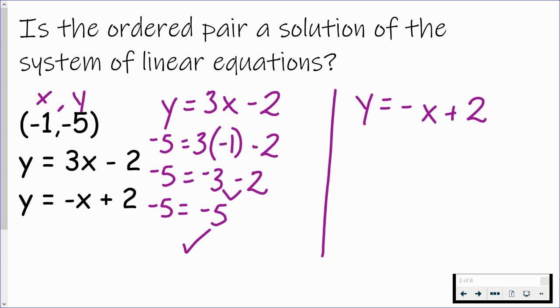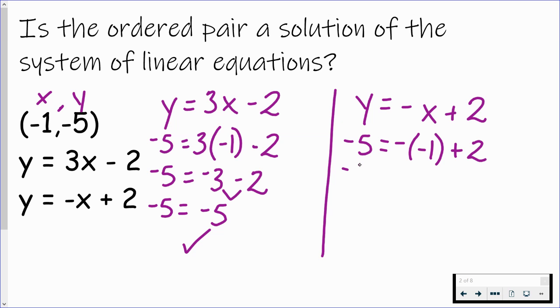Now, I cannot just say at this point, yes, (-1, -5) is a solution. Okay, because it needs to be a true statement for both equations. Okay, so now I'm going to go on to my second one. And what I'm going to do is I'm going to put -5 equals. Now I have a negative x. So I have the negative, but then my x is also -1. So I'm going to use parentheses there just to keep myself organized with all these negatives.